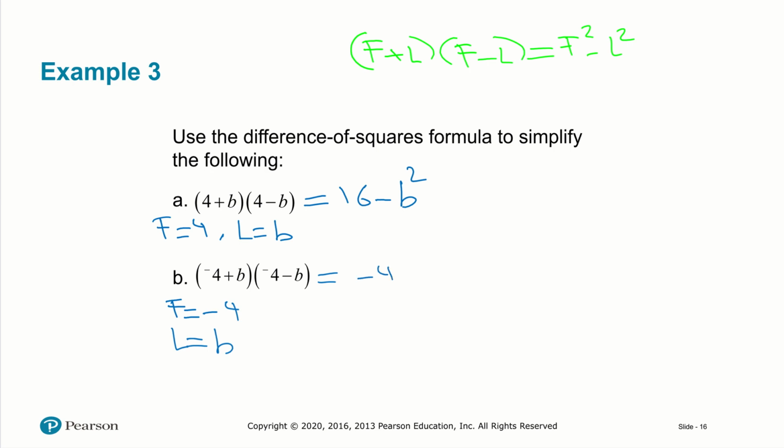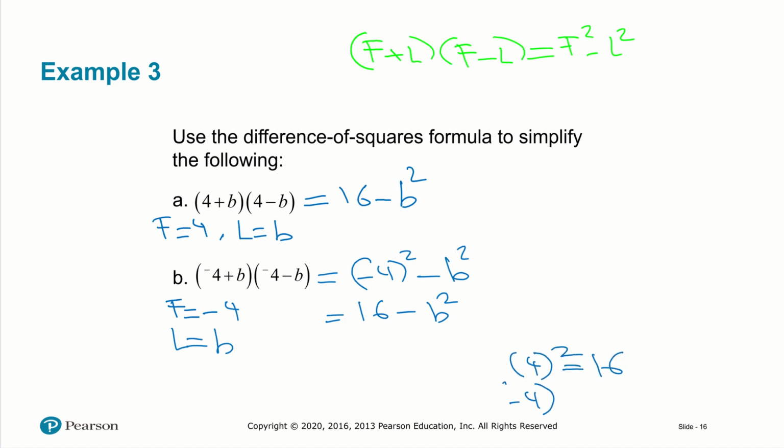So now we're going to get negative 4 squared minus b squared, which is what? Once again, we get the same thing. That should not be surprising, because it doesn't matter whether you square 4 or negative 4. What's 4 squared? 16. What's negative 4 squared? That's also 16. So that answer should not be too surprising, the fact that those answers are the same. Make sure you get that before you move on.